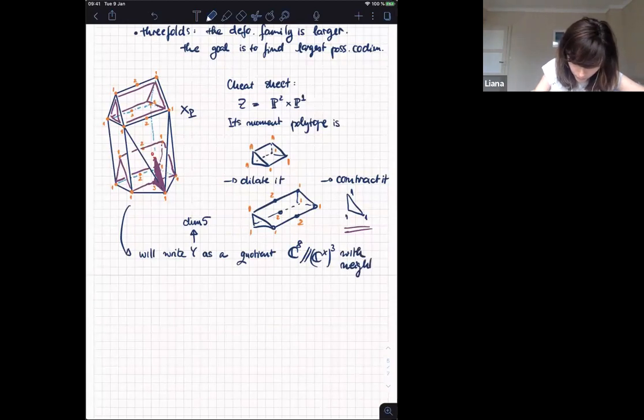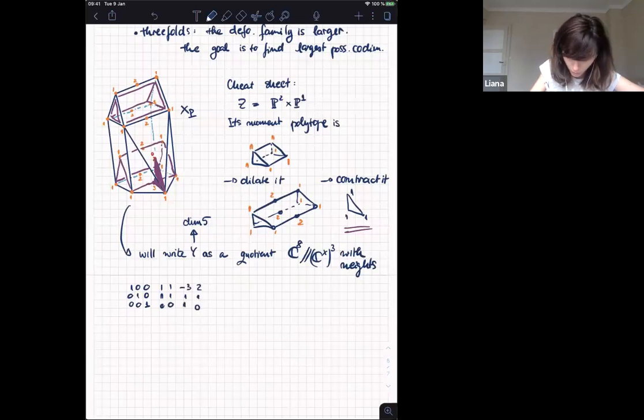So 1, 0, 0. There is an identity block here, which almost always happens. 1, 1, 0, 0, 0, 1, minus 3, 1, 1, 2, 1, 0, 2, minus 1, 0. These are the action of a C star, each of them. And those are just the weights of the action on each of the 8 Cox coordinates on Y, okay?